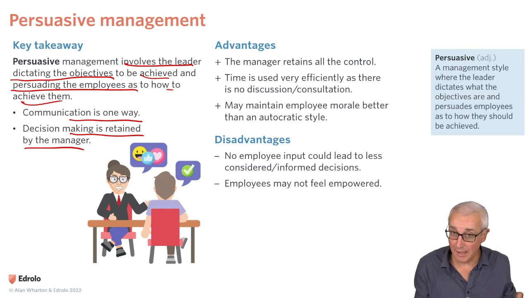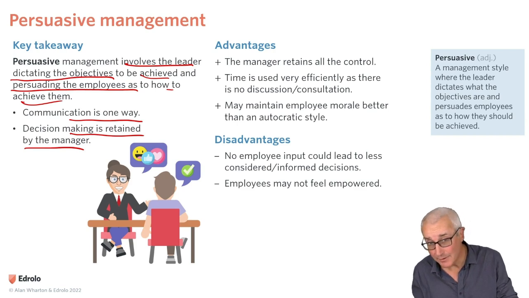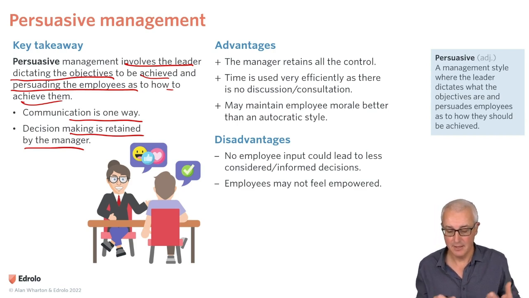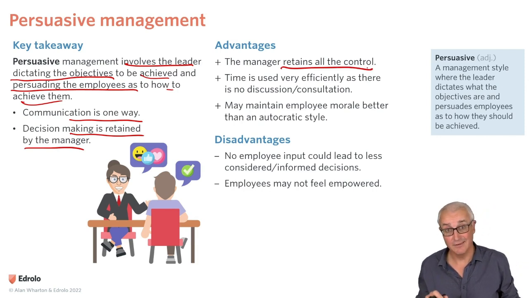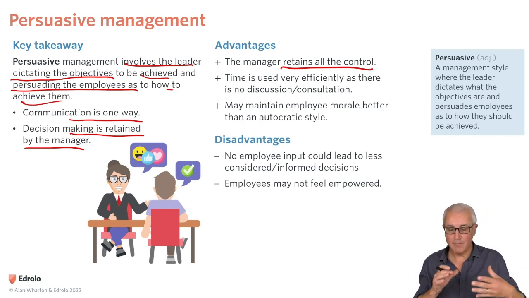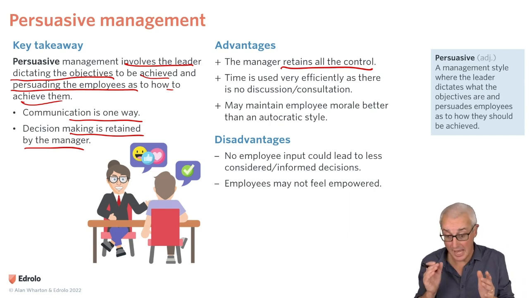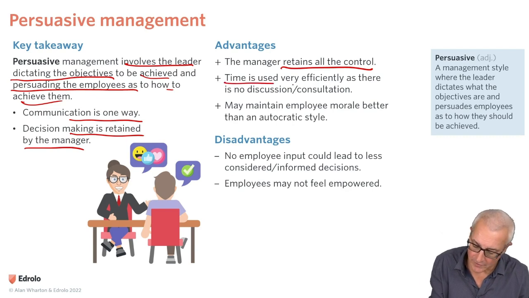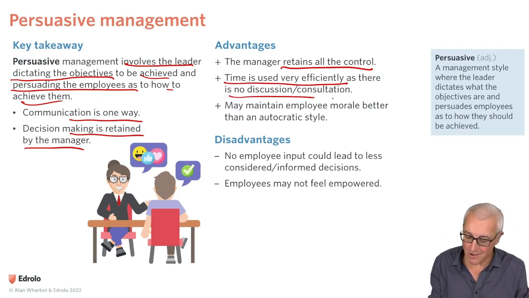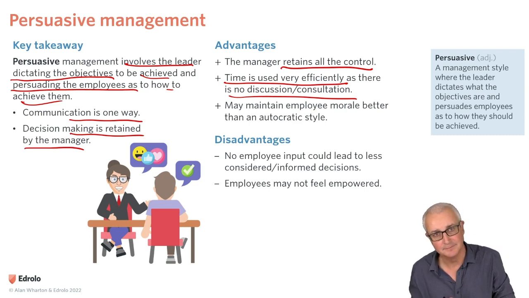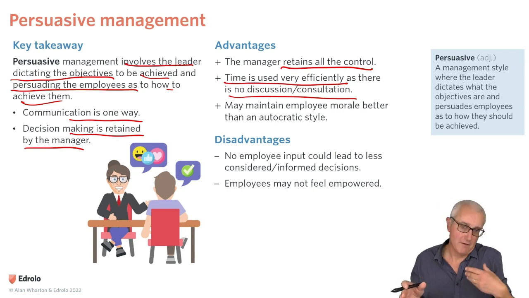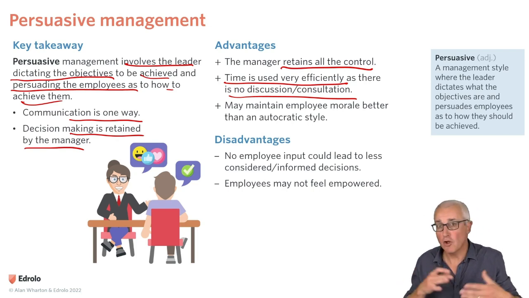How is this good or bad? Well, if you can see again, we've got some similarities to autocratic here. Okay, the manager's still retaining all the control. If you want something done, it's going to be done this way. The manager can make their decisions and see where it wants to go, and they know pretty much it's going to actually occur. Time is used very efficiently again, because I'm not asking you for your opinion. Once I've told you what to do, I expect it to be done. Okay, I've persuaded you to do it. So the time wasting about feedback and loops behind that is gone.